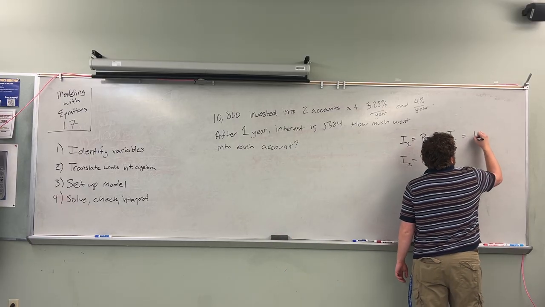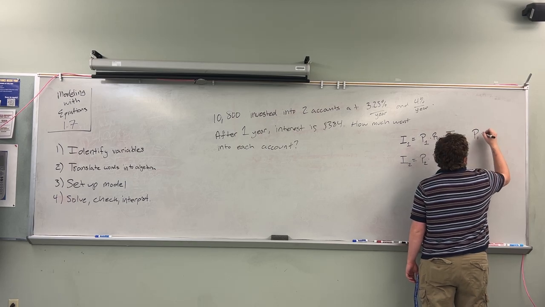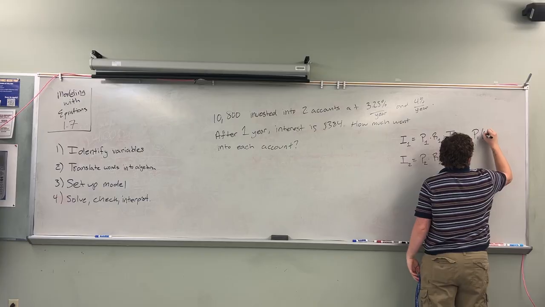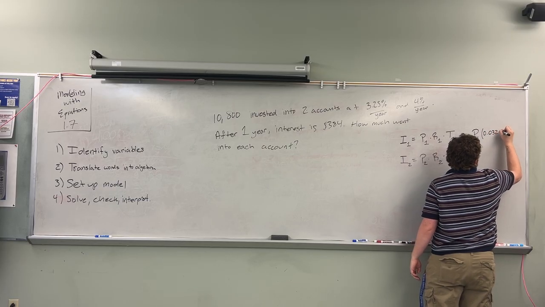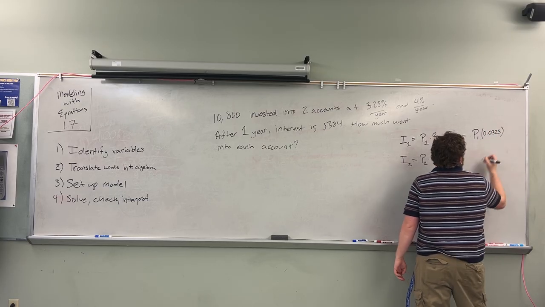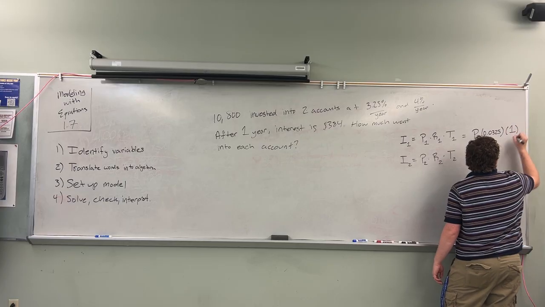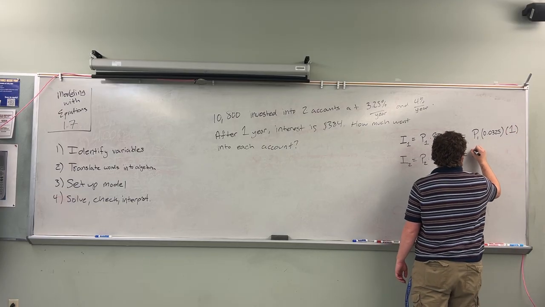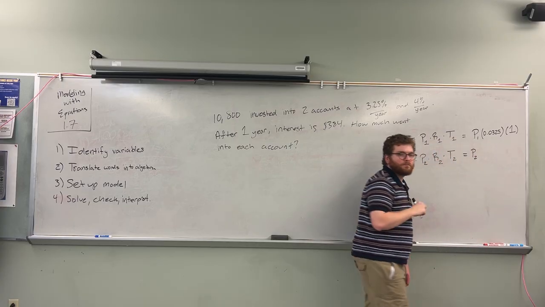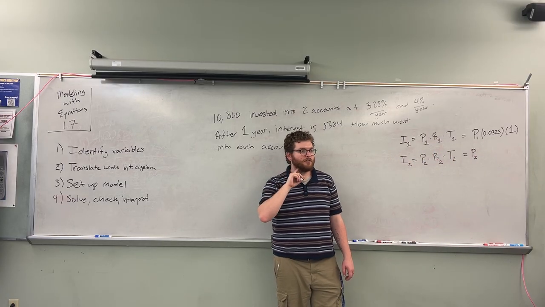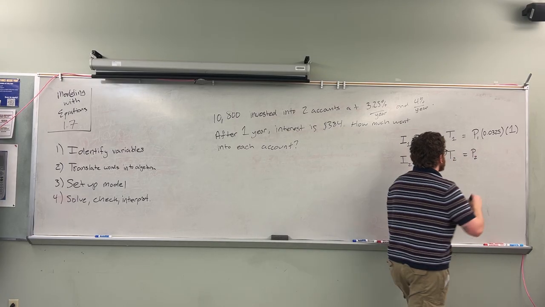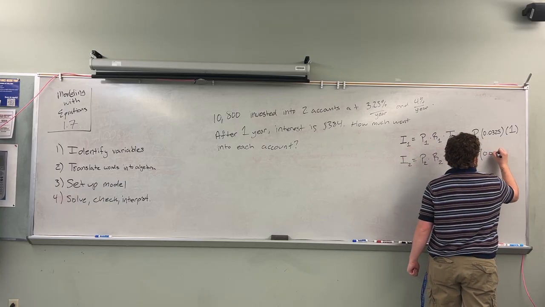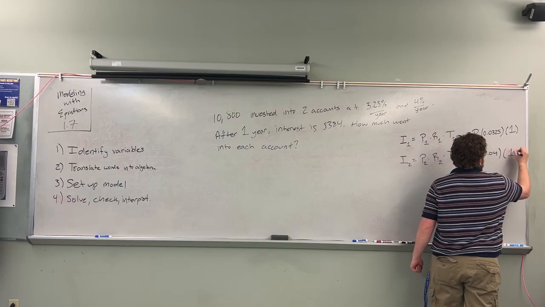So this is whatever my P1 is, times my first rate as a percentage, which would be 0.0325, and then times 1 year. The second one, I have my second principal, which again, I'm not entirely sure what it is yet. My rate was 4%, 0.04, and again, just 1 year.